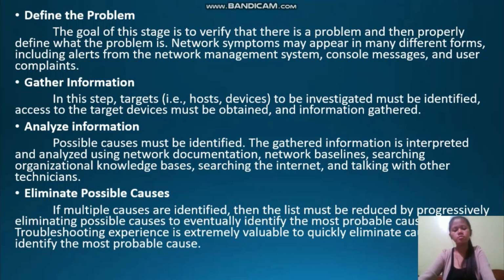Next is analyze information. Possible causes must be identified. The gathered information is interpreted and analyzed using network documentation, network baselines, searching organizational knowledge bases, searching the internet, and talking with other technicians. Then, eliminate possible causes. If multiple causes are identified, then the list must be reduced by progressively eliminating possible causes to eventually identify the most probable cause, and troubleshooting experience is extremely valuable to quickly eliminate causes and identify the most probable cause.